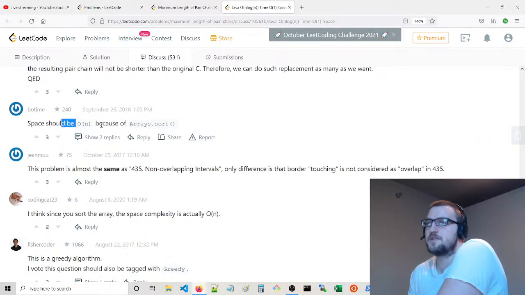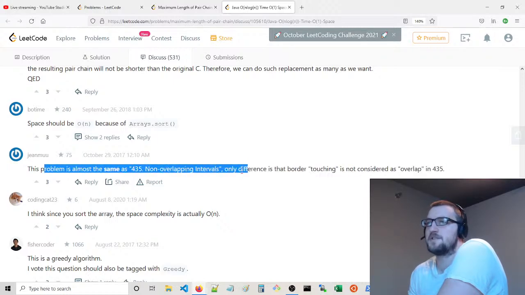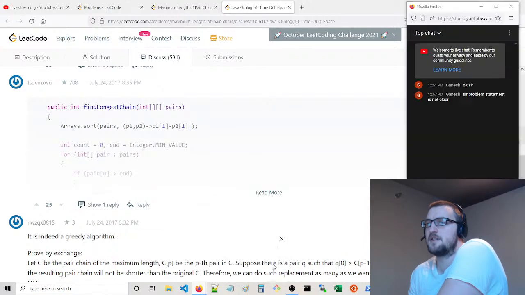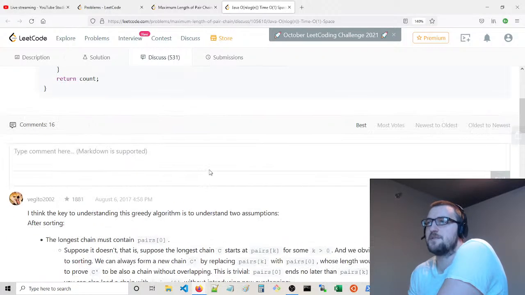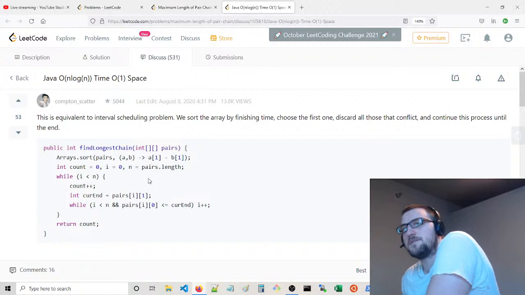Space should be linear because of array sort. Oof. Problem is almost the same. The only difference is that border touching is not considered as overlap, 435. Pretty sure I solved 435 already, but I solved it differently.